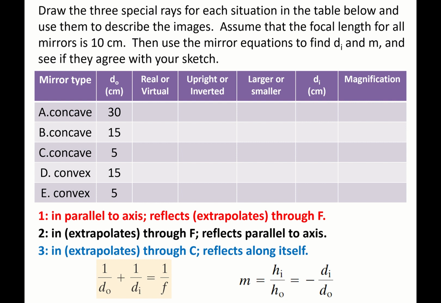You should be able to see there's a worksheet online that you can download and fill in if you like. Mark whether it's real or virtual, upright or inverted, larger or smaller, and then use the two equations at the bottom to calculate actual numbers for the image distance and the magnification. And if you can do all of these, then you can do any situation that I could give you on a test or on a homework assignment.